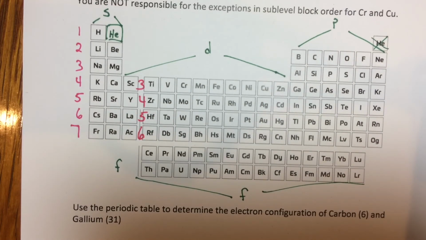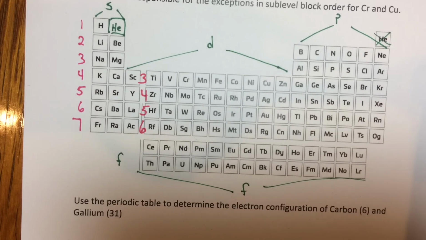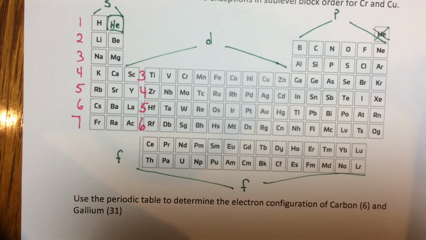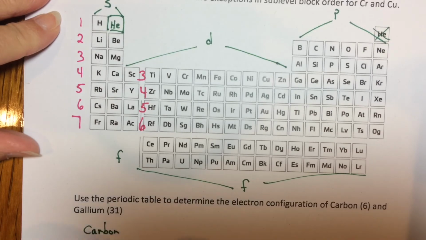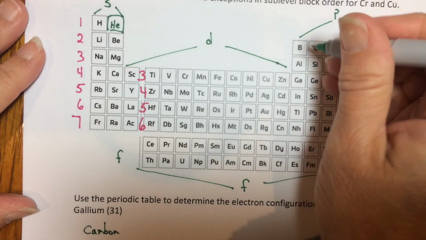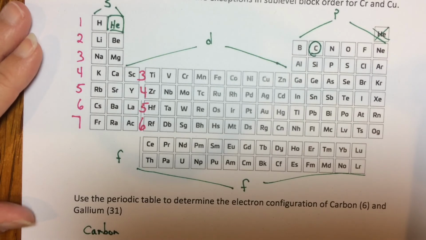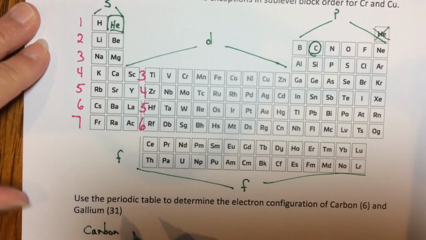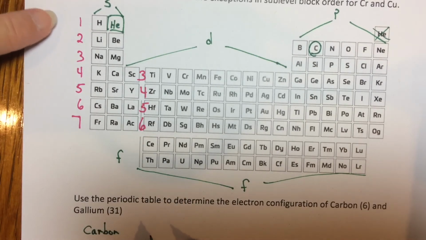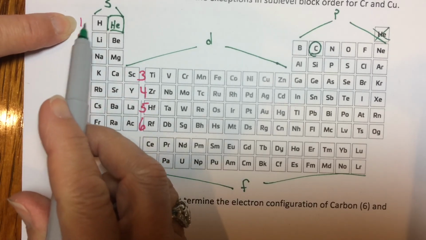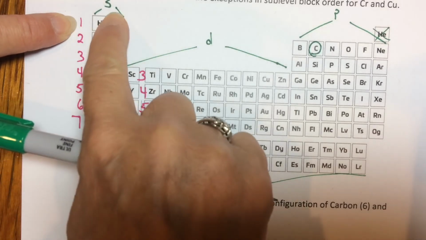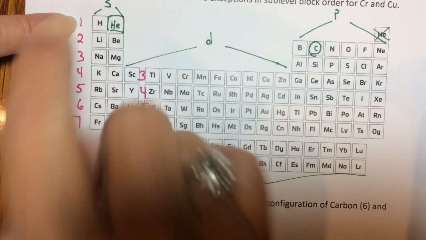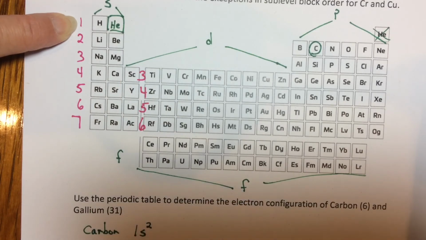Okay, so let's do carbon first. It's kind of a short one. We first need to find the carbon on the periodic table, and it's right here. And then we're going to just read the electron configuration off. 1s, start at the very top, 1s. There are 2 boxes there. That means there are 2 electrons.